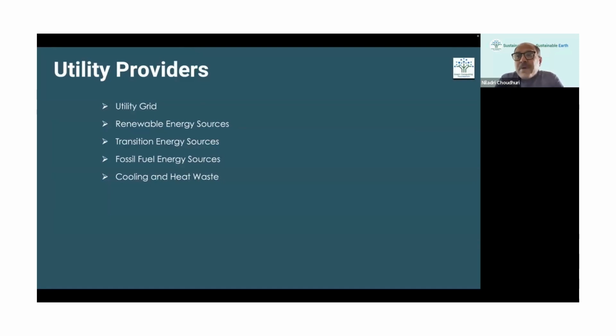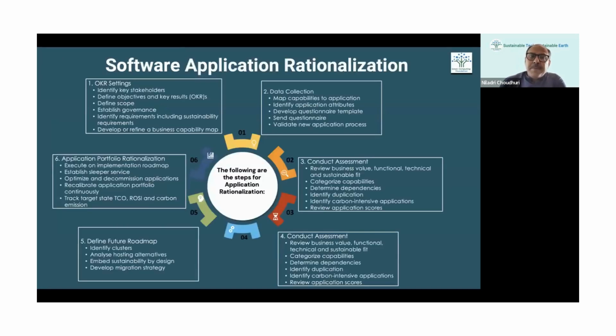For the utility providers, like your power providers and all, so utility providers like utility grid, renewable energy sources, transition energy sources, fossil fuel energy sources, cooling and heating waste, all those providers, you need to look at how it will help you in being more sustainable.